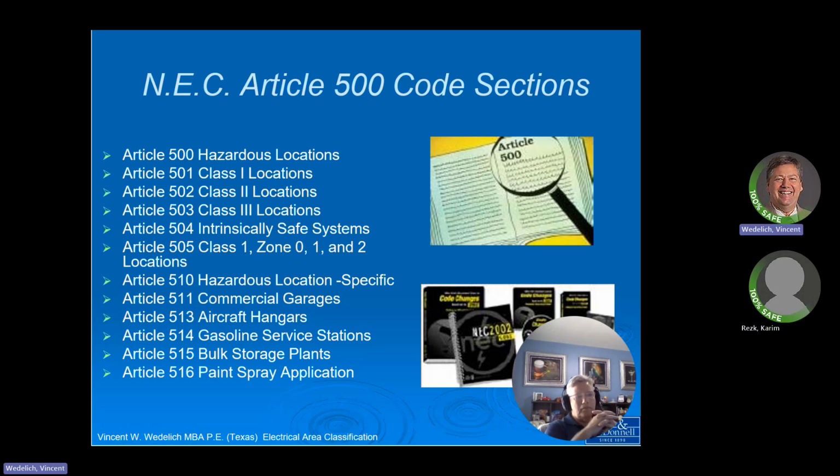Class one locations were, I don't remember honestly. Gases and vapors, right? Yes, gases and vapors. Class two locations are dust. Class three is flyings and fibers, in an industry where they sew and cut material and stuff like that, or in a sawmill.